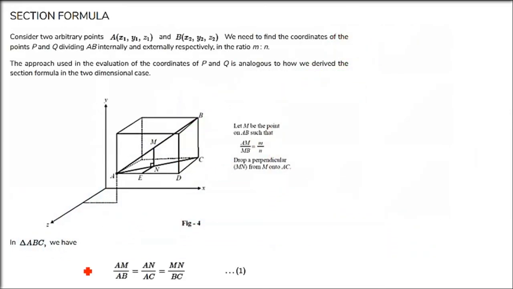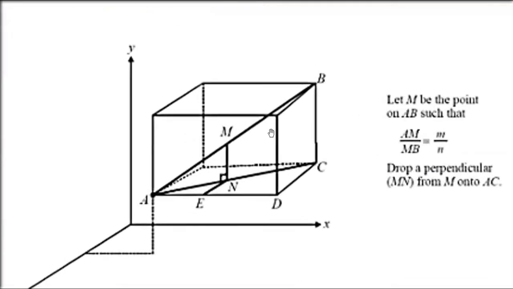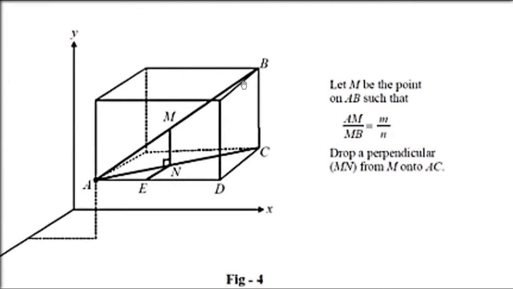Now the section formula, let me explain it to you. You don't have to go into all the nitty gritty, but just to give you an idea. I have 2 points A and B. There is a point M which is dividing A and B internally. So we have the A coordinate, the B coordinate.